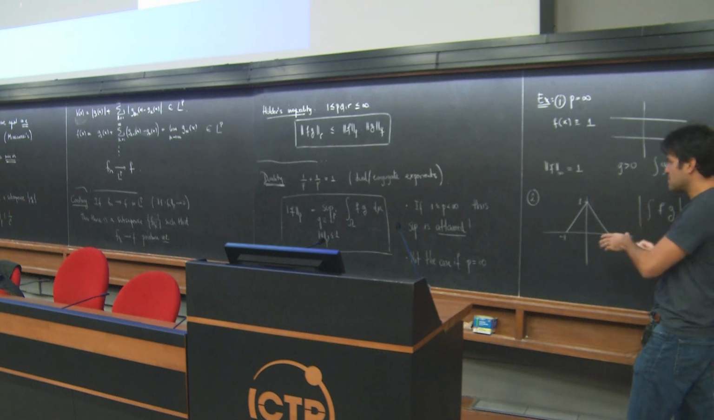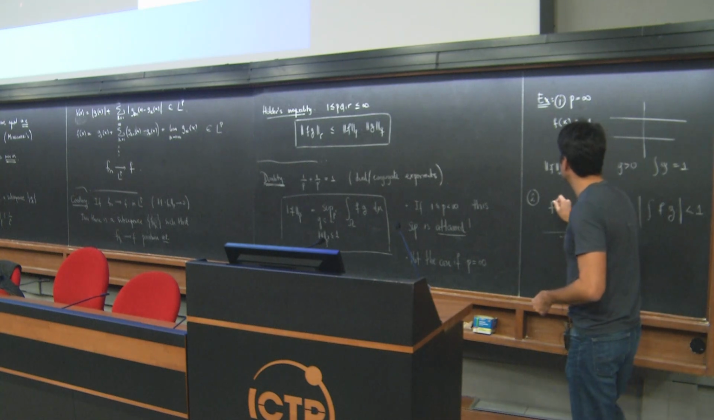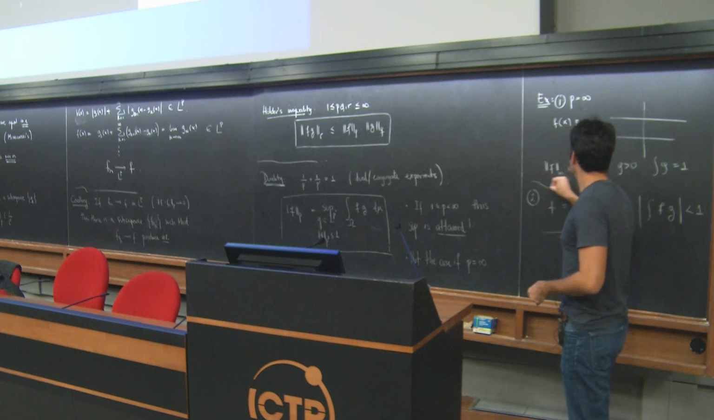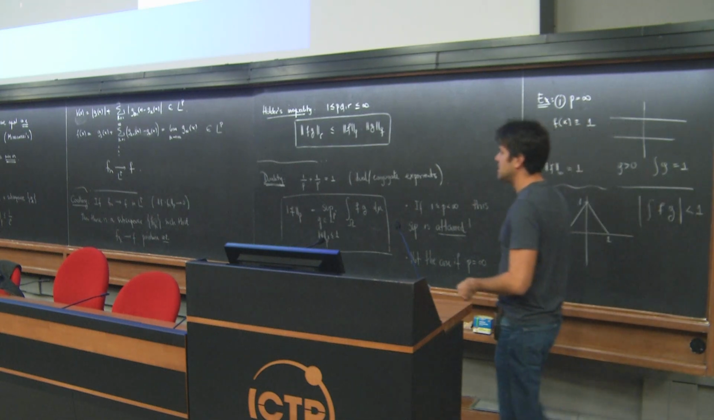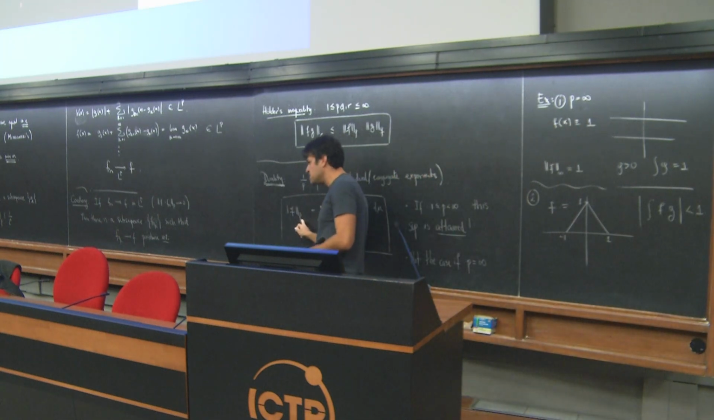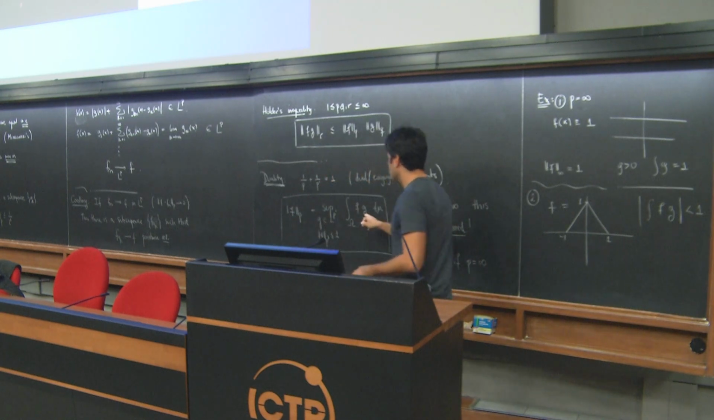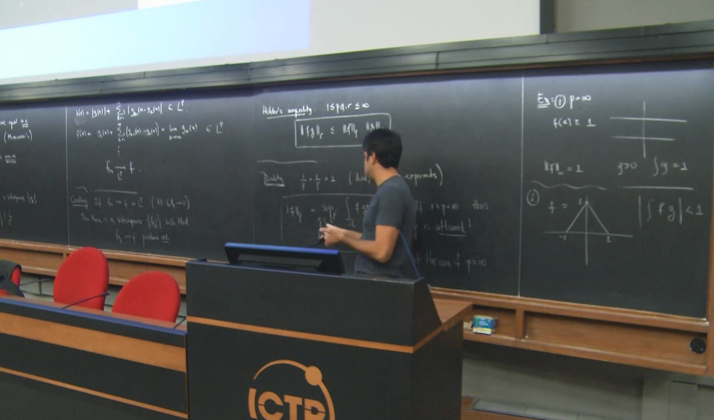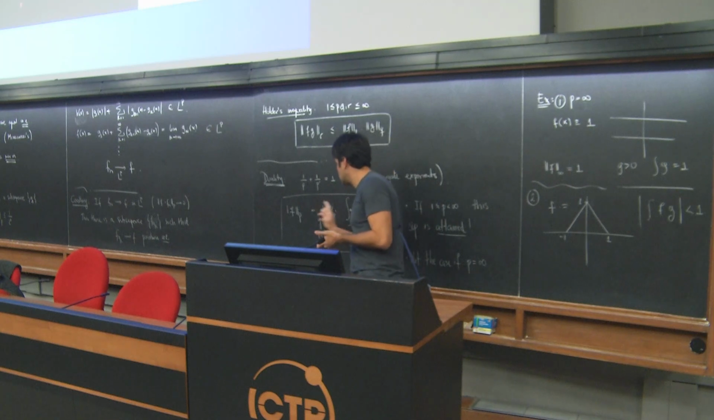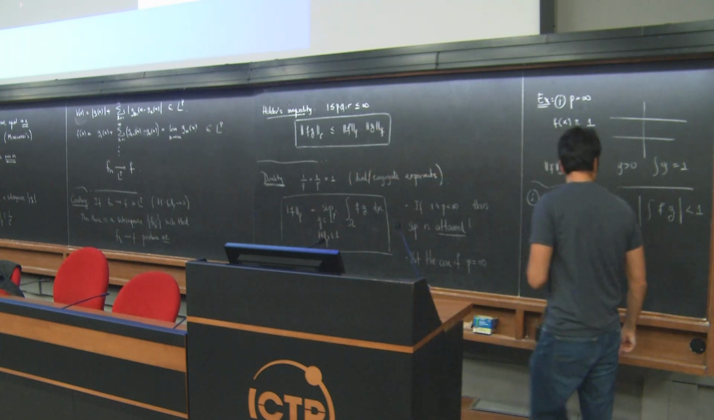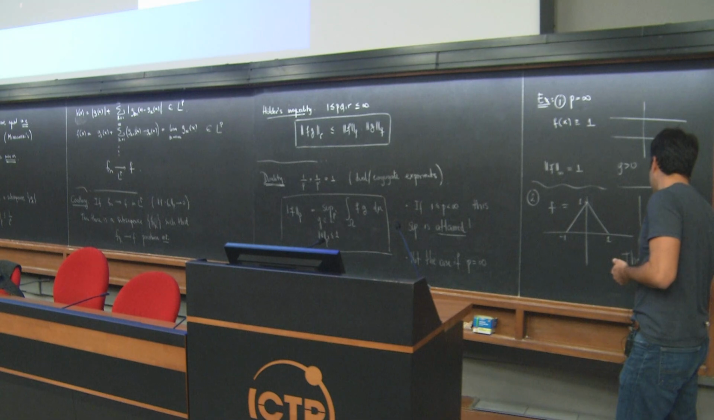Okay? So think about it. This is a good example to show that when p is infinity, for this L infinity norm, there won't be a g in L1 such that this is actually equal to the L infinity norm of f. Okay, so think about it.